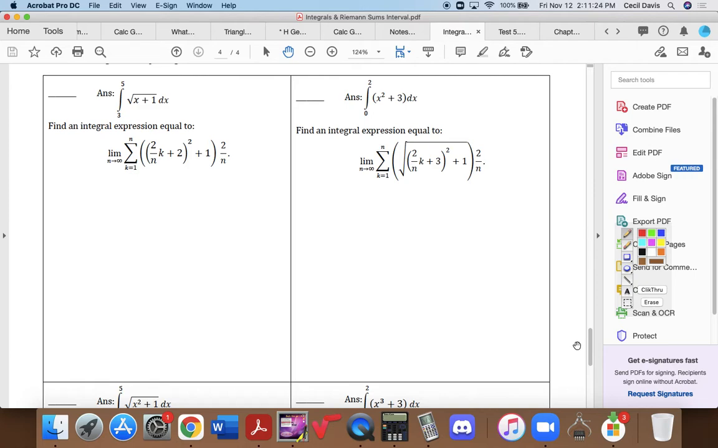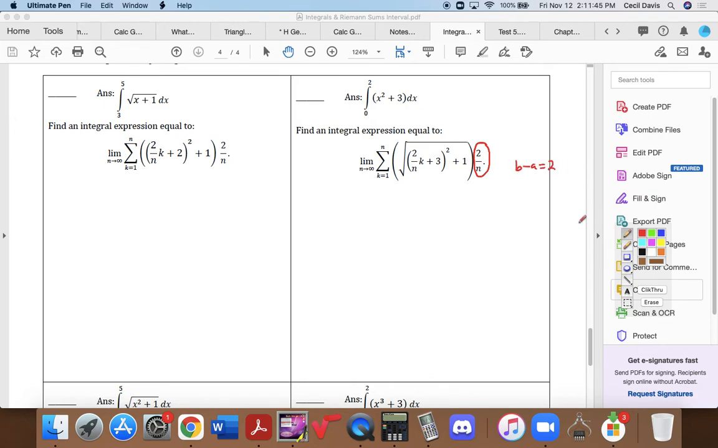All right, let's do another one together, and then I will let you see if you can do the next one on your own. All right. So because of this part, what do we know? b minus a is 2. Yeah, we know that b minus a is 2. Or b is a plus 2, however you want to think about it.